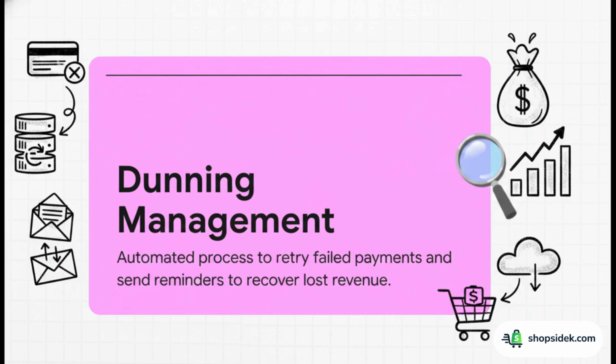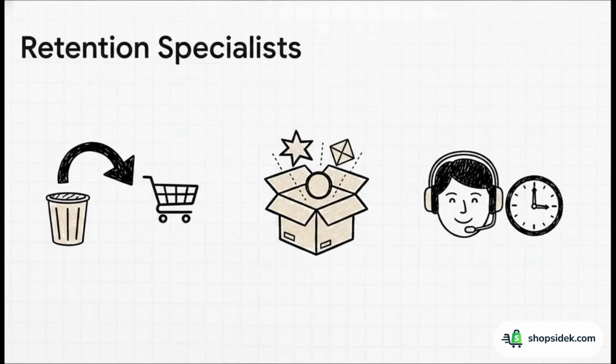So when a customer's card expires or gets declined, dunning management automatically steps in, retries the card, and sends out reminder emails. Honestly, this one single feature can recover thousands and thousands of dollars in lost revenue without you lifting a finger. And if you have some really specific specialized needs, you should definitely check out these champions.